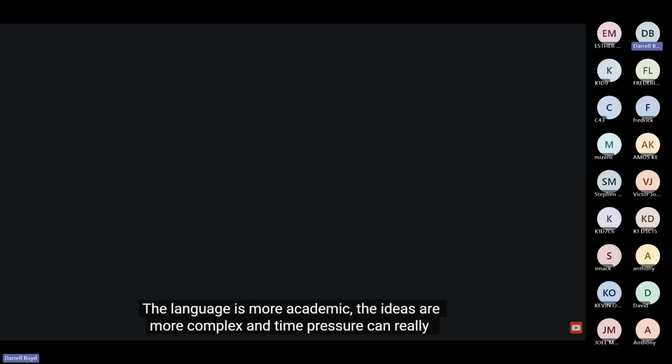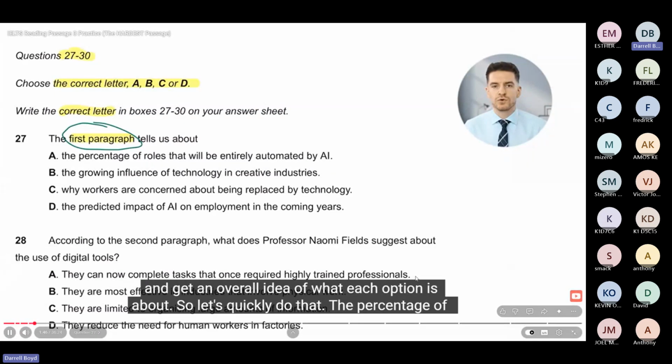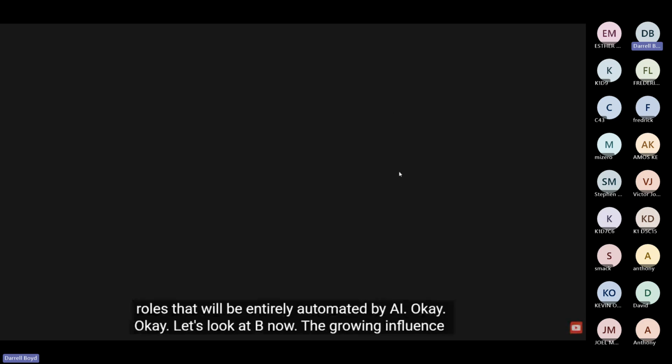Now, when you're doing multiple choice, I would recommend that you just quickly read the options and get an overall idea of what each option is about. So let's quickly do that. A: The percentage of roles that will be entirely automated by AI. Okay, let's look at B now. The growing influence of technology in creative industries. C: Why workers are concerned about being replaced by technology. And then finally, D: The predicted impact of AI on employment in the coming years, so in the future.